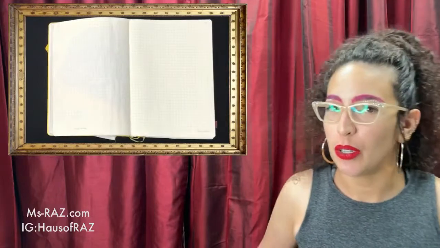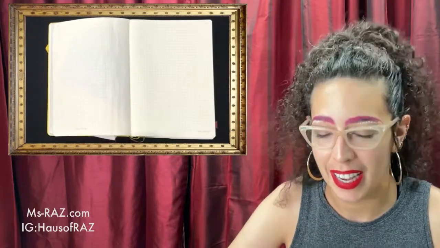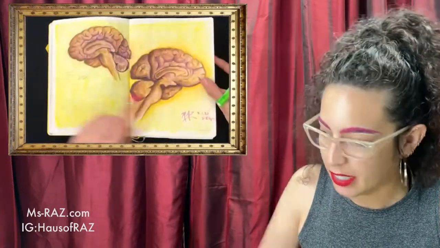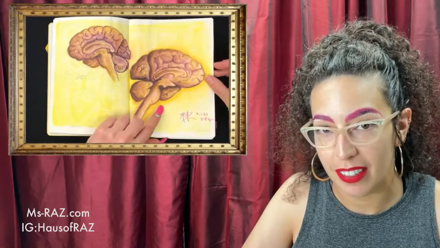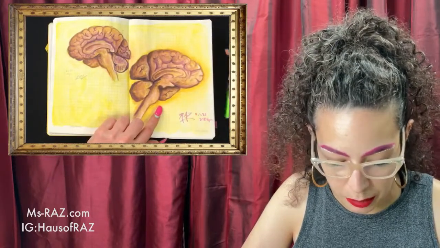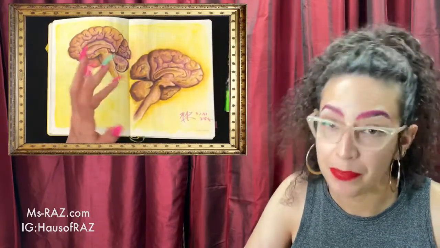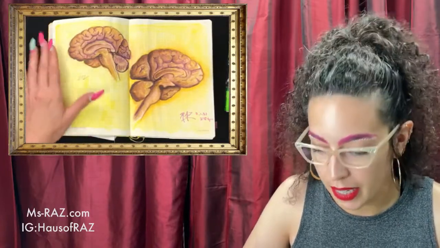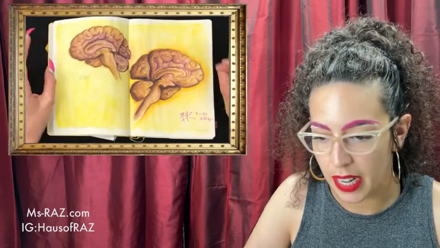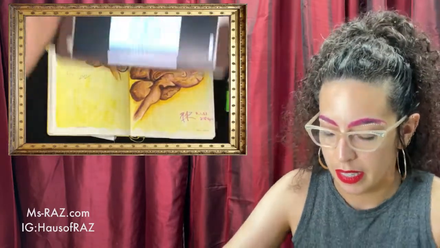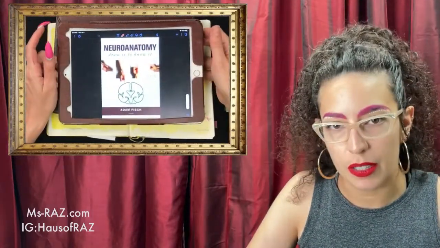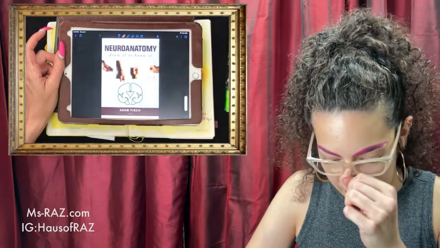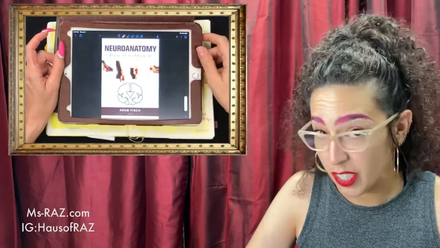Okay, so earlier today I did this drawing right here on this side, which was the left side of the brain, on the right side of the paper. But the other thing that I'm going to do today that I want to practice more of is I'm going to be following this book. It's called Neuroanatomy, Draw It to Know It, and it is by Adam Fisch.